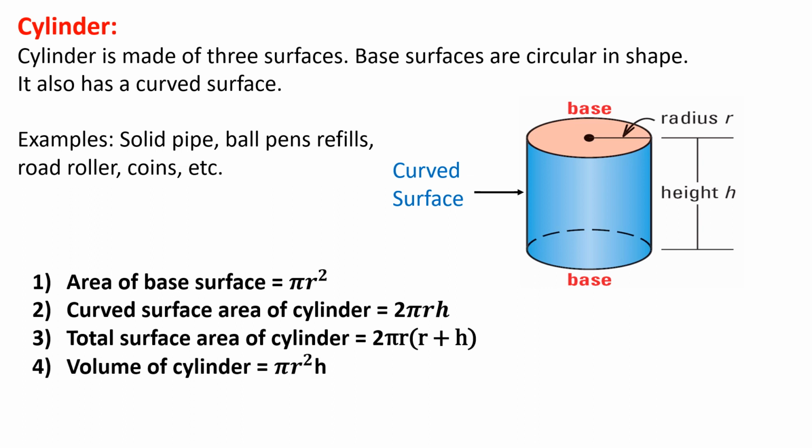Now the fourth one, volume of cylinder. To find the volume of a cylinder, the formula is pi r square h. Okay. Now based on these formulas, we are going to do our practice set 16.2.